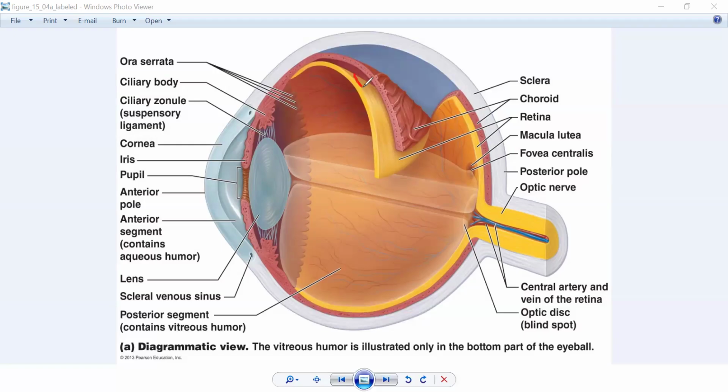So this structure here, drawn in yellow, is called the retina. And this is where you find both photoreceptors, rods and cones. And overall, we have more rods. However, when you get to this little circular region here, that whole circular region is called the macula lutea. Within the macula lutea, you actually have more cones. And then right in the middle of the macula lutea, called the fovea centralis, that's where you only have cones.